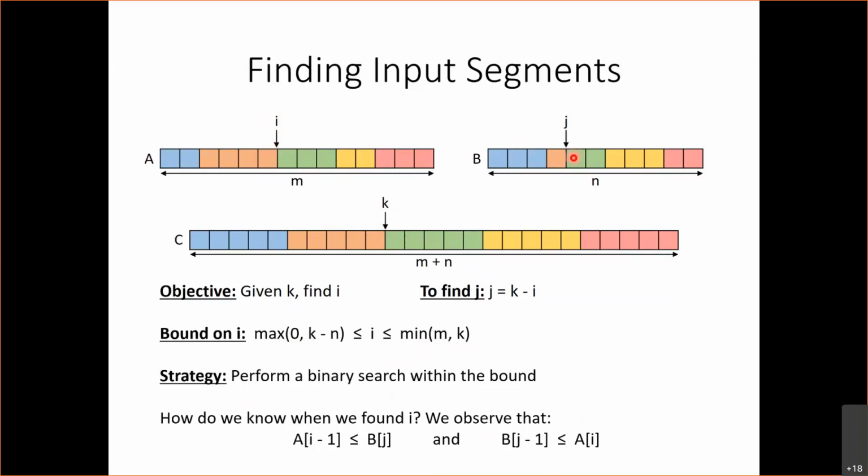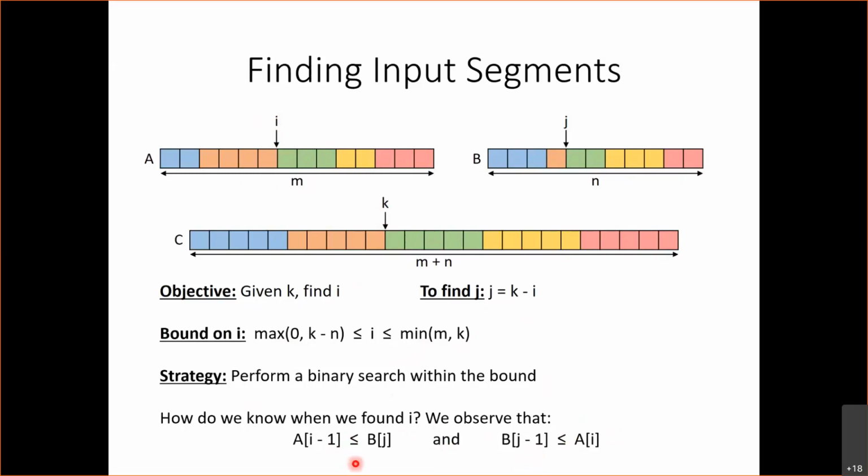And similarly, we know that B of J minus 1, this element here, should be less than or equal to A of I, this element over here. So these are the things we know about I, so we can use these things to determine when we have found I. Once we find the element that meets both of these conditions, it means we have found I.